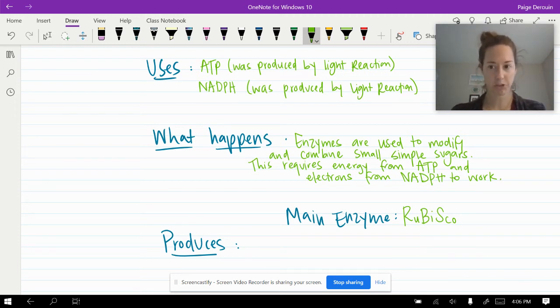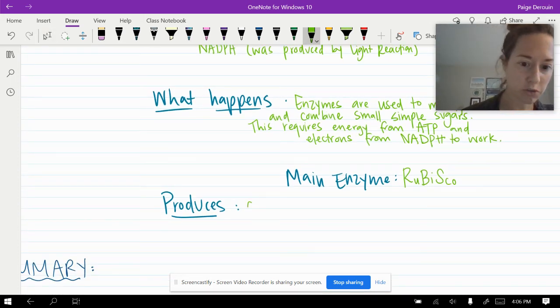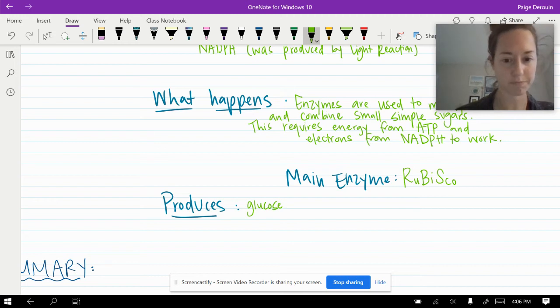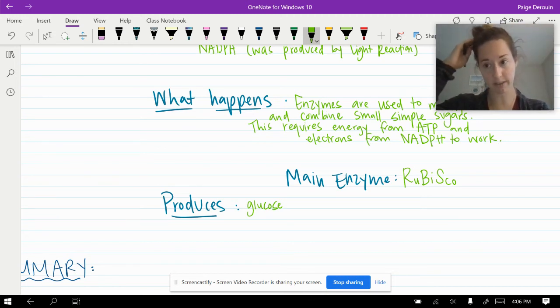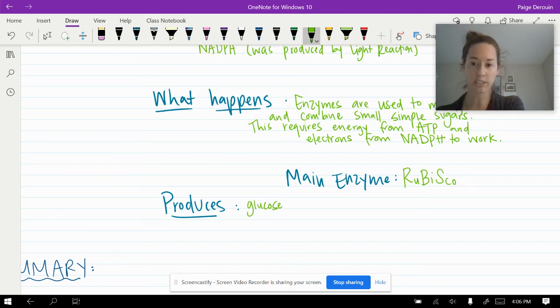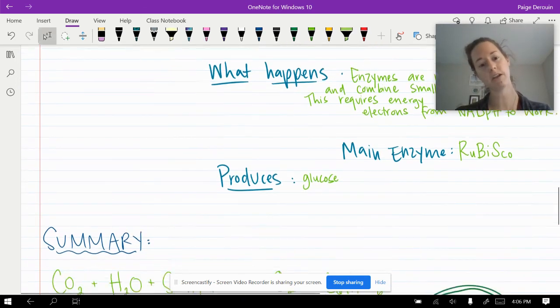Okay, so this process produces, the only thing that it produces is glucose. It also, if you wanted to get really specific, because it breaks down the ATP and the NADPH, it produces ADP from ATP, which is the less energized version of ATP, and NADP plus, which is the version of NADPH that does not have an electron. But the main thing that's important is that it produces glucose. And that's step 2.